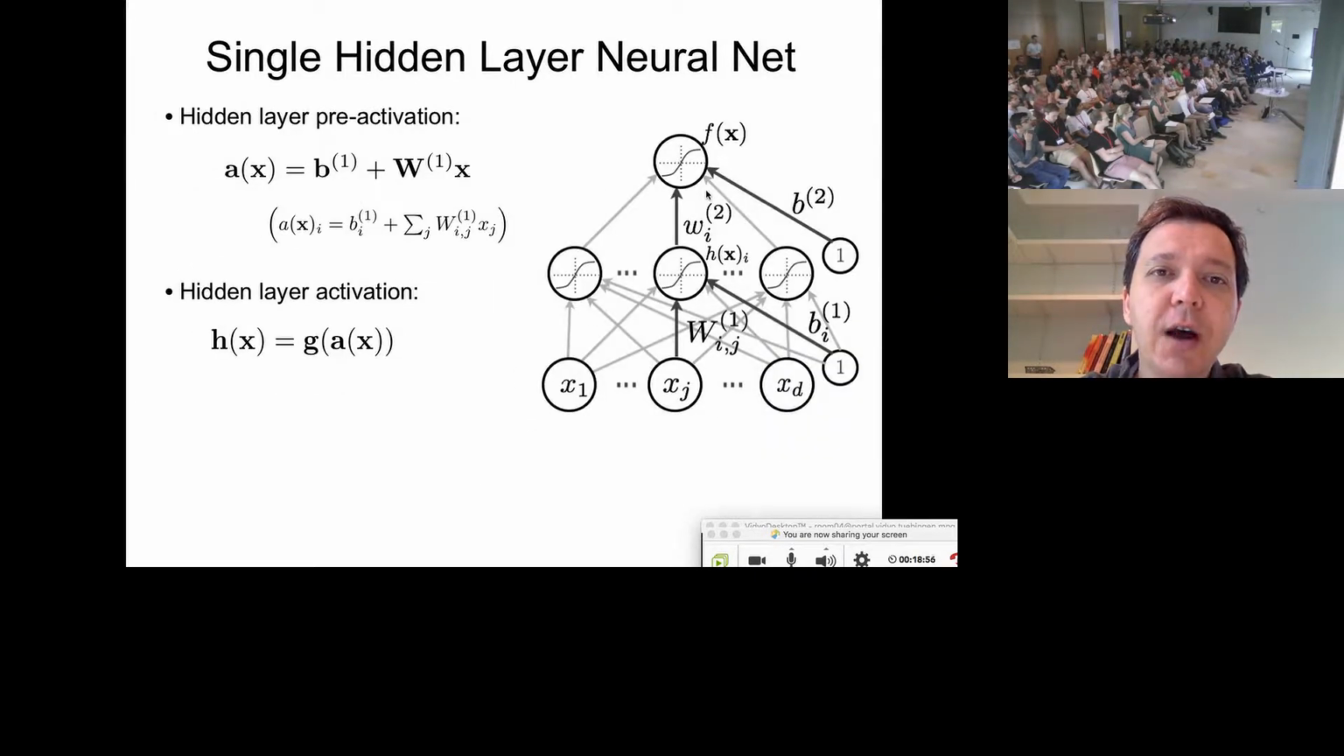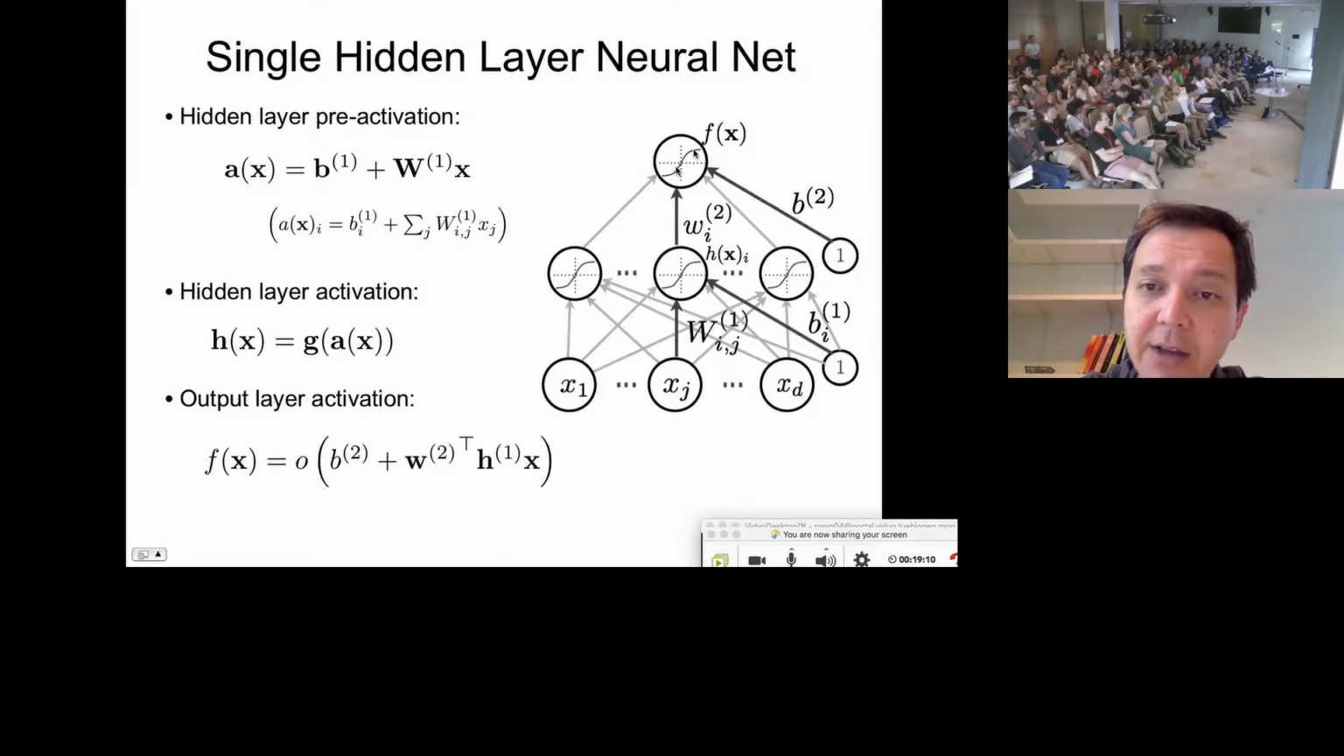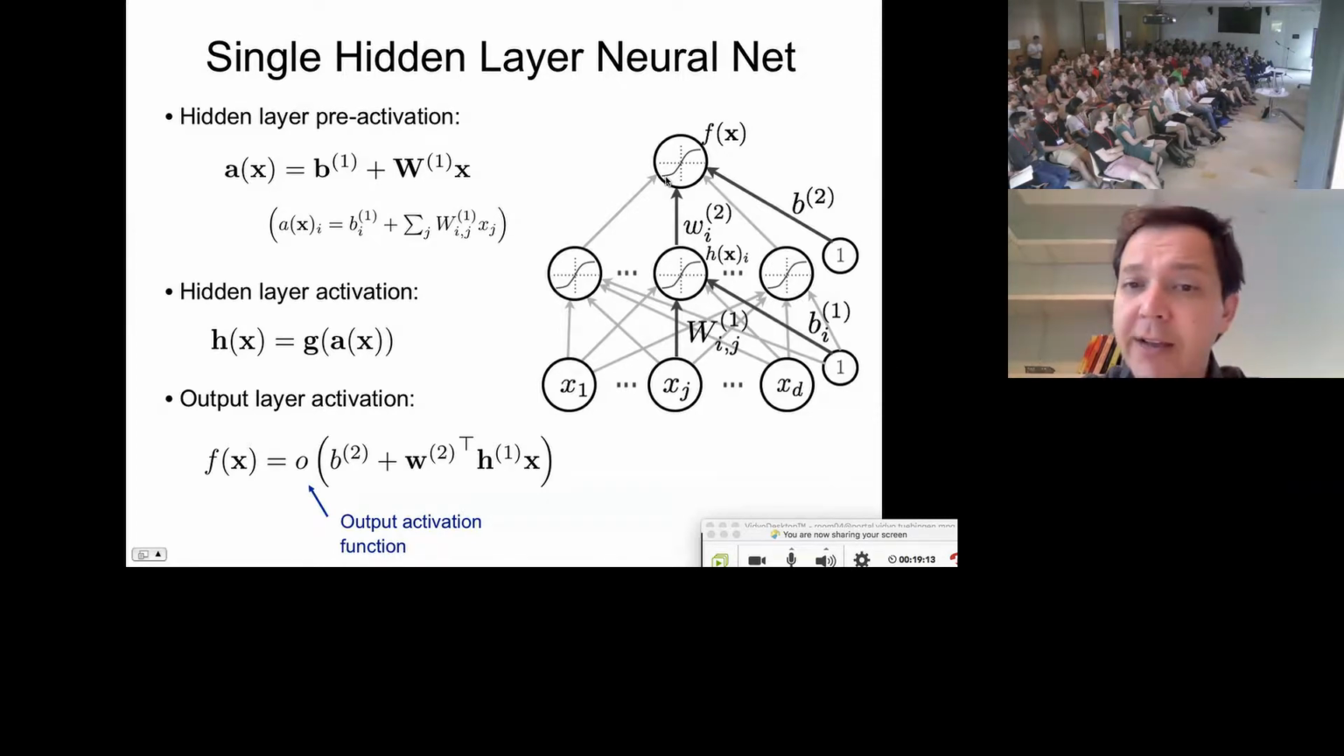But let me show you a single hidden layer neural network. Well, you have your hidden layer pre-activations, and you have a hidden layer activation function g, so it goes through all of these units. And then you have an output, and you typically have an output activation function. So for example, if you're trying to solve a classification problem, your output activation function would be softmax. If you're trying to solve a regression problem, then your output activation function is going to be identity, right? You're just taking the outputs, and that would be your prediction, or the output of the network. So depending on what you're trying to do, you can choose different output functions.